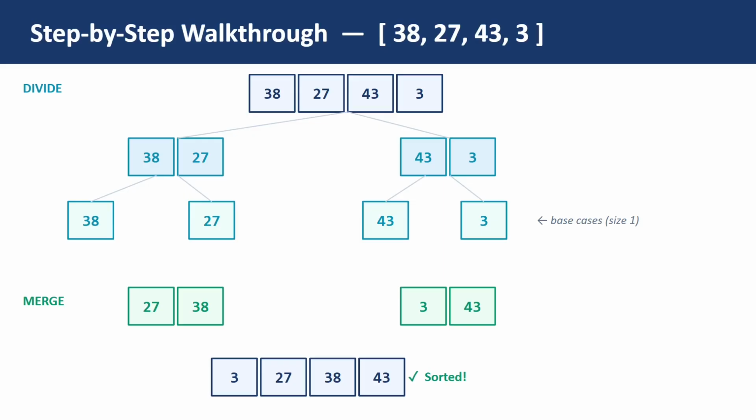Finally we merge 27, 38 and 3, 43. Comparing 27 and 3, we pick 3 first, then 27, then 38, then 43. Final result is 3, 27, 38, 43. Now the array is sorted.